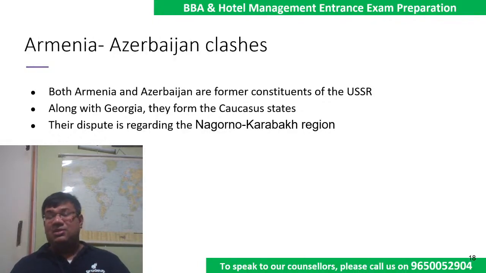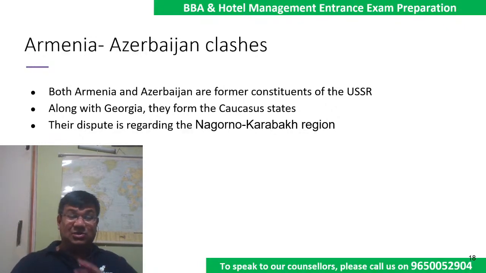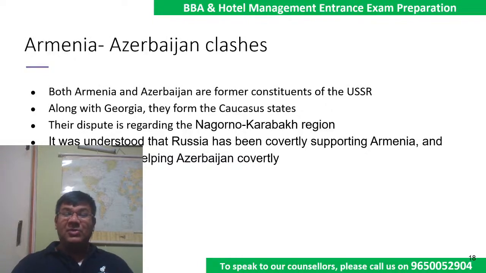Anybody who watches football will understand. There's a lot of heated rivalry between Galatasaray and Fenerbahce. Galatasaray from the European side, Fenerbahce from the Asian side. So there's a lot of historic rivalry. Now, Russia, as I said, covertly supporting Armenia and Turkey supporting Azerbaijan.